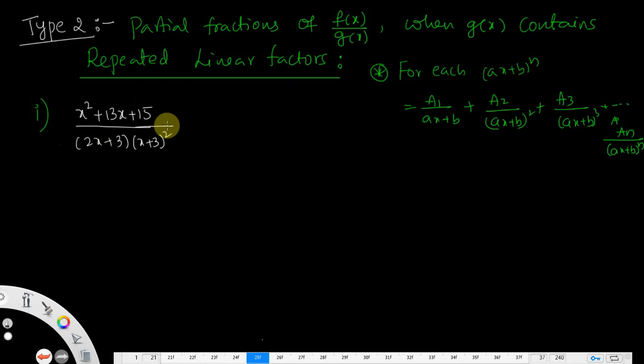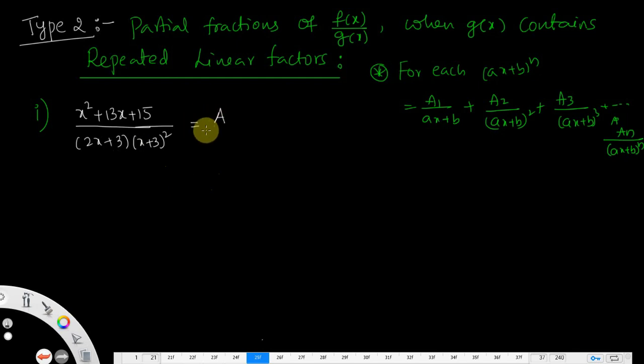First we have to observe whether g of x is repeated or non-repeated, you have to check. It is of the form linear obviously, but is it repeated or non-repeated? Non-repeated means there is no power of m. Here x plus 3 whole square, nothing but x plus 3 is repeated 2 times. Then we write x plus 3 whole square. Such types go to type 2, repeated linear factors.